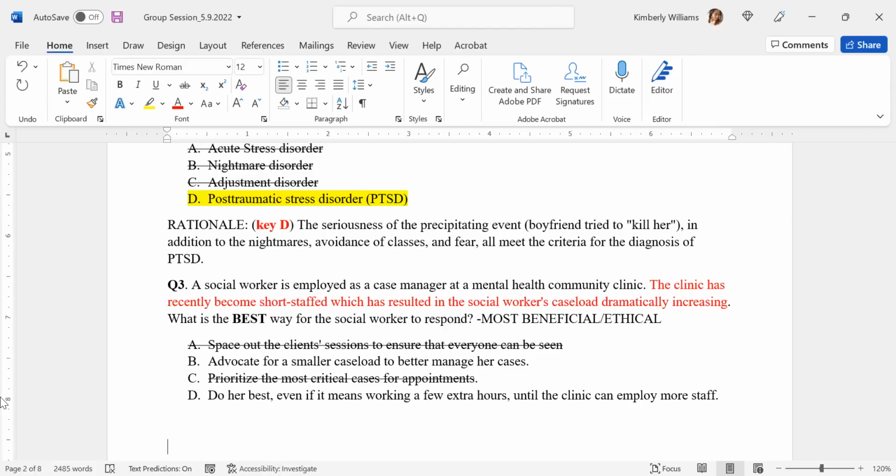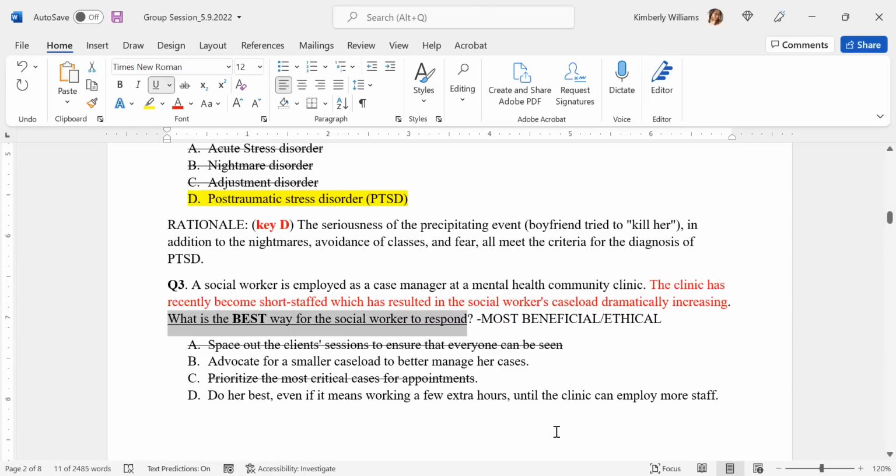Well, even if it means working a few hours, what she can do is do her best. Okay. Because we can advocate all day long, but I don't see, what is the question? What is the question asking y'all? The clinic, what is the best way for the social worker to respond?